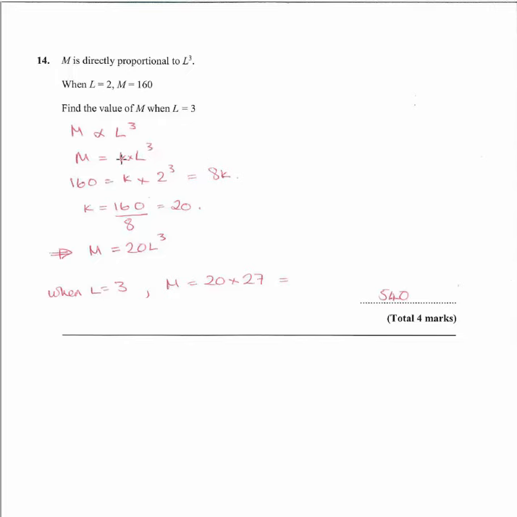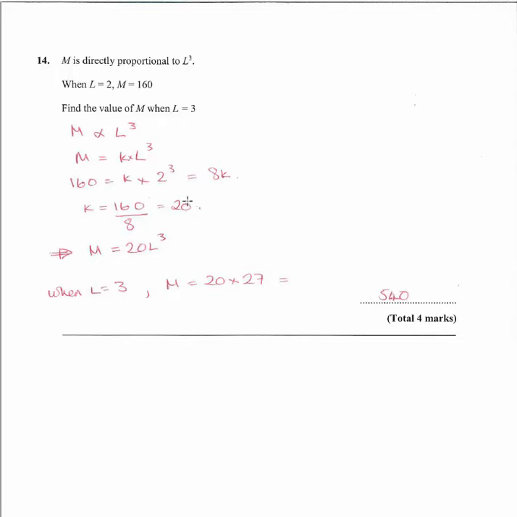Now to find k, you use the numbers that they give you. So we know that when L is 2, m is 160. So 160 for m equals k times 2 for L cubed. And 2 cubed is 8. So 160 is k times 8. So to find k, we divide 160 by 8 and we get 20.